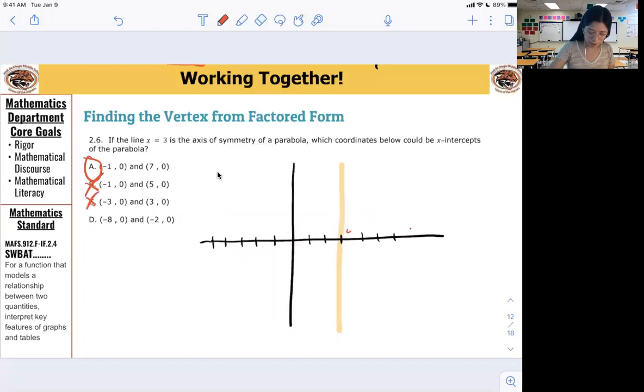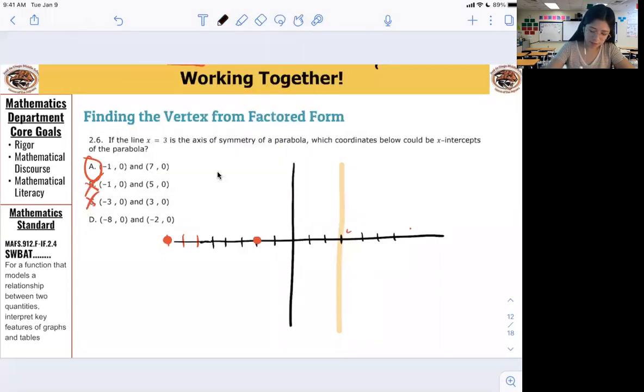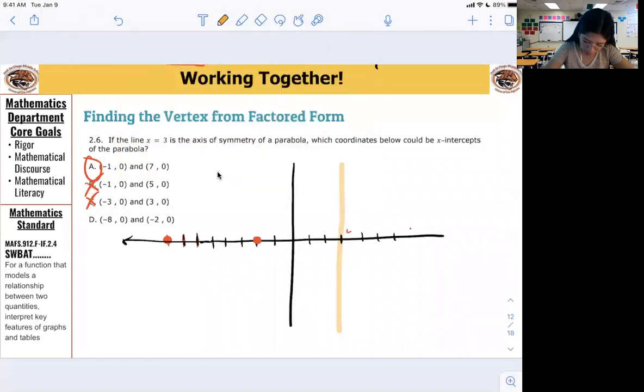And then finally, -8. Ooh, we're all the way over here. 1, 2, 3, 4, 5, 6, 7, 8. -8 and -2. What's in between -8 and -2? Is it +3? In other words, is this possibly correct? Can this possibly be right? No, not at all. The number between these two would be -5. So again, that's not right.